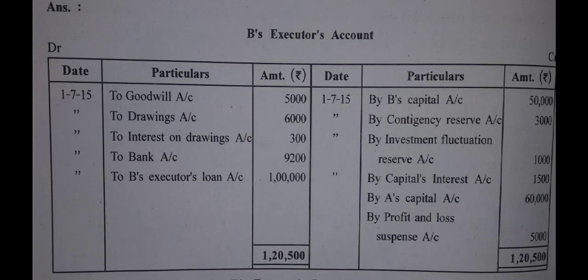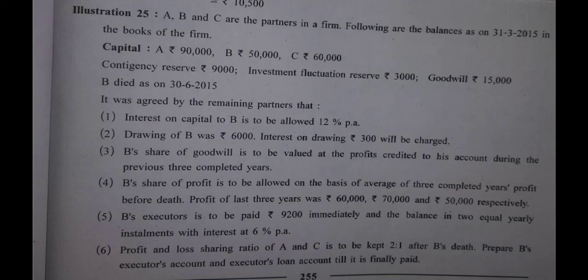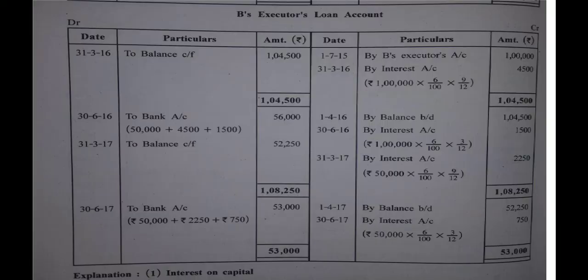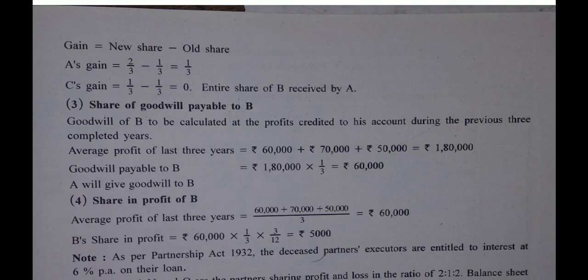They say, B's share of goodwill is to be valued at the profits credited to his account during previous 3 completed years. Okay, let us see what is the profit for previous 3 years. 60, 70 and 50. Let us put this thing in the calculation and find out the value of goodwill.